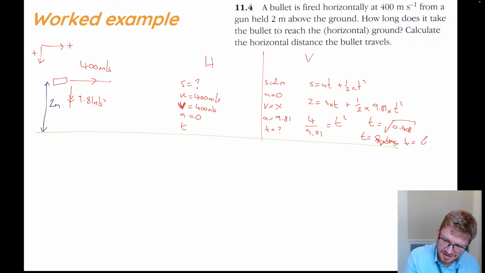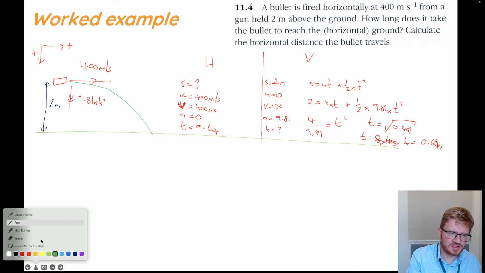T is 0.64 to round, 0.64 seconds. It's about half a second to hit the ground. Okay, so now I've got t. So t is equal to 0.64. So now that I know how long it was traveling for, it's going to be following this sort of path. So now I can calculate the horizontal distance.